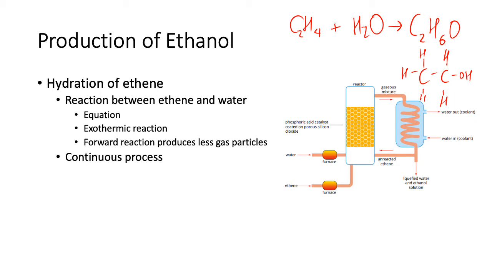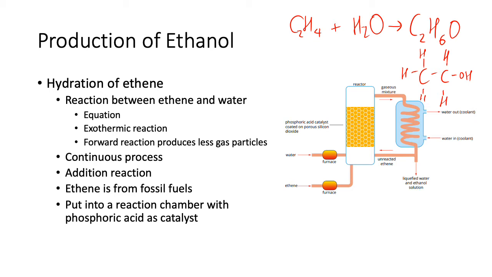Okay, so it is a continuous process, which means that the mixture is continuously pumped in and removed at the same time. And it is an addition reaction. Ethene is from fossil fuels, which means it's not a renewable resource, which is not great, but it happens. And it's put into the reaction chamber with phosphoric acid as the catalyst. So sometimes you'd be asked, what's the catalyst? And you'd say, phosphoric acid.